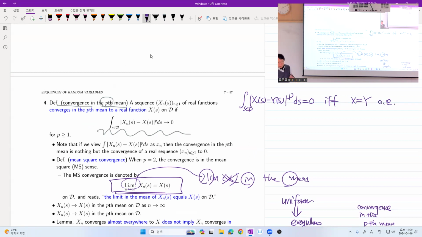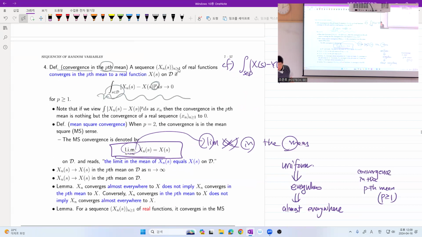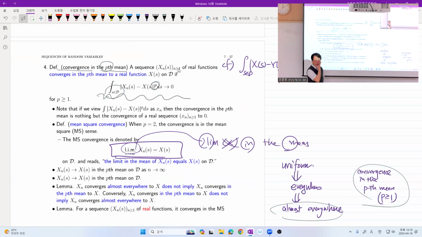Right? You remember this. When we considered only two functions, being equal on the common domain was the same statement as this one, right? However, if you consider sequences, they are different. They are not related at all. They do not imply each other. Got it? This confuses a lot.